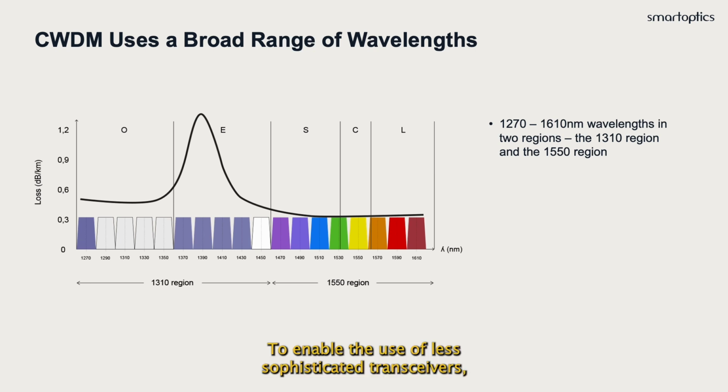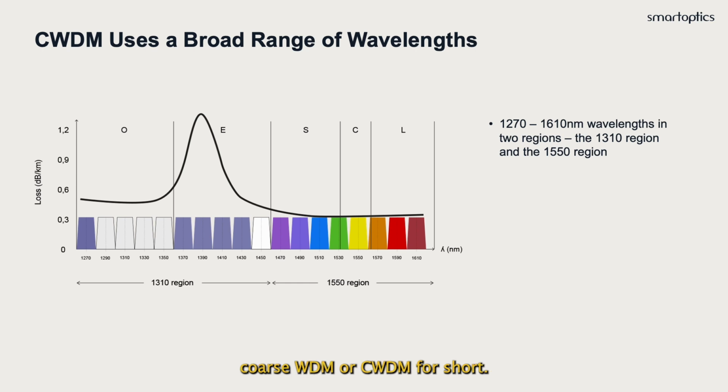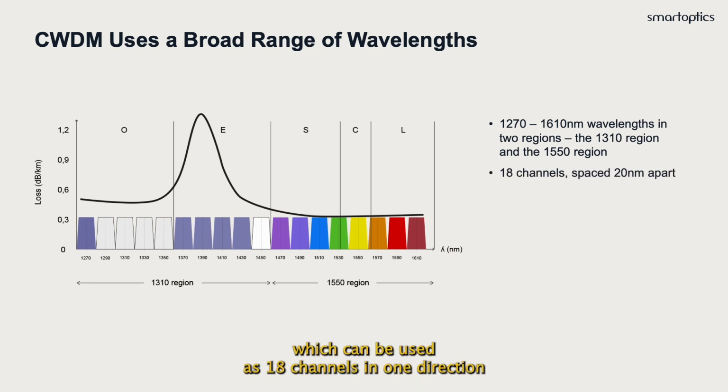To enable the use of less sophisticated transceivers, each individual channel can use a reasonably broad part of the spectrum, being separated 20 nanometers from the next. This coarse dividing of the available bandwidth consequently was named coarse WDM, or CWDM for short. CWDM has 18 wavelengths, which can be used as 18 channels in one direction, or as 9 full duplex, bidirectional channels over a single fiber.